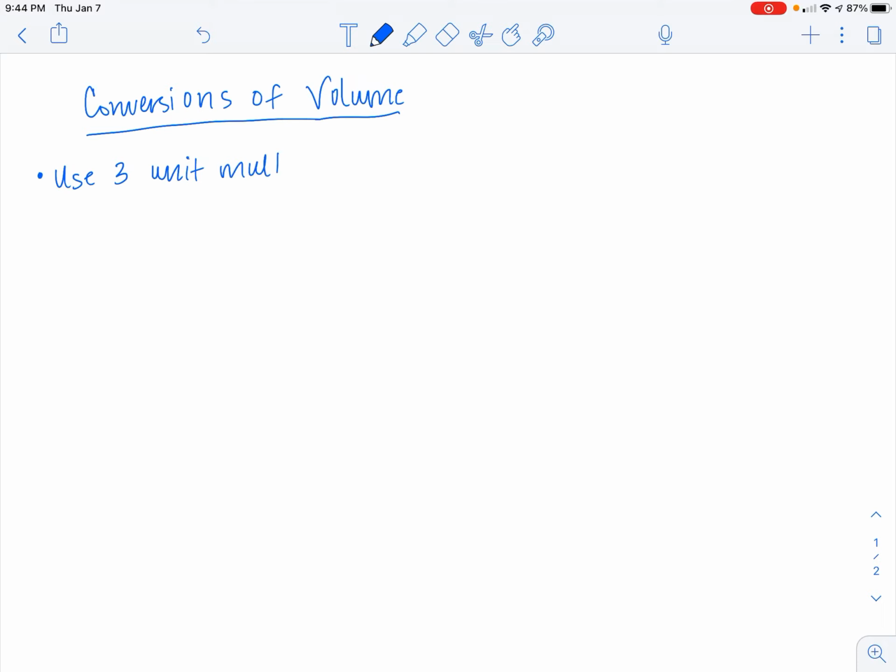unit multipliers. Hopefully that's a familiar term to you because we've done unit multipliers for a couple of years now. To convert 180 feet cubed to cubic inches. Okay, so we're in the customary system. We're staying with feet, cubic feet to cubic inches. So it's not like we're going from the metric system to the customary system. That's kind of nice. But we're going to see a problem like that in just a few minutes.